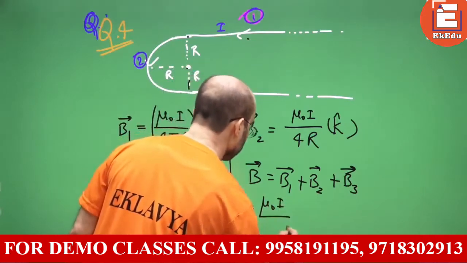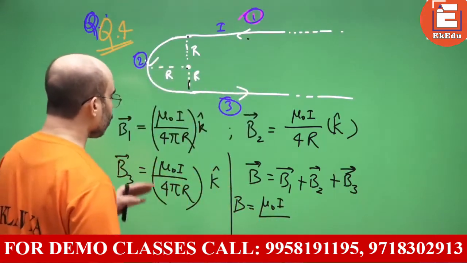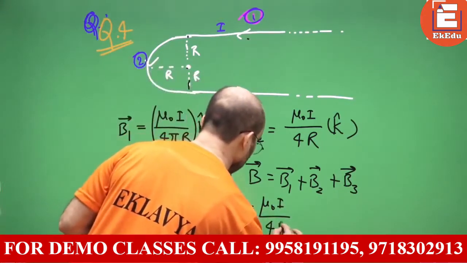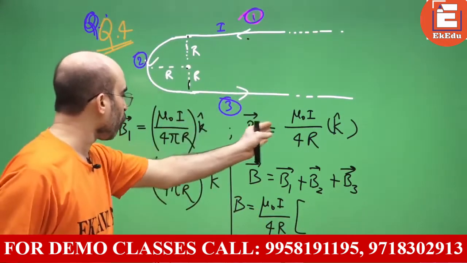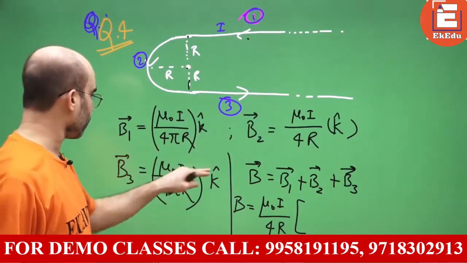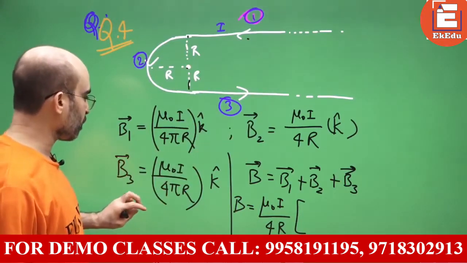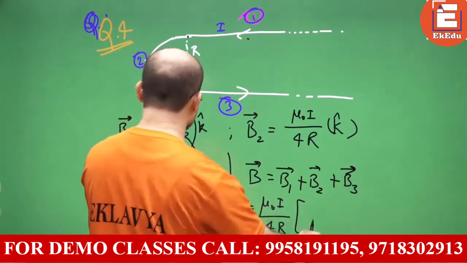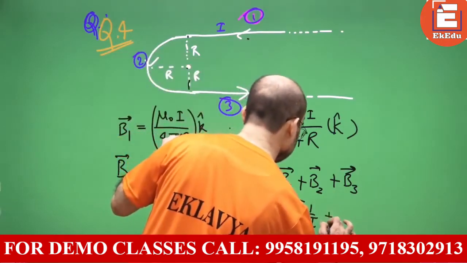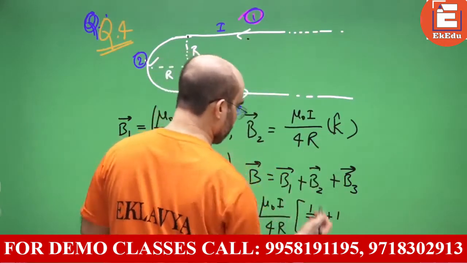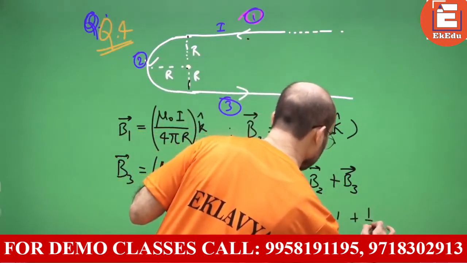Mu naught I by 4R we can take common, because this is for all the three segments. So the magnetic field will be mu naught I by 4R into 1 by pi for this one, plus again 1 by pi.